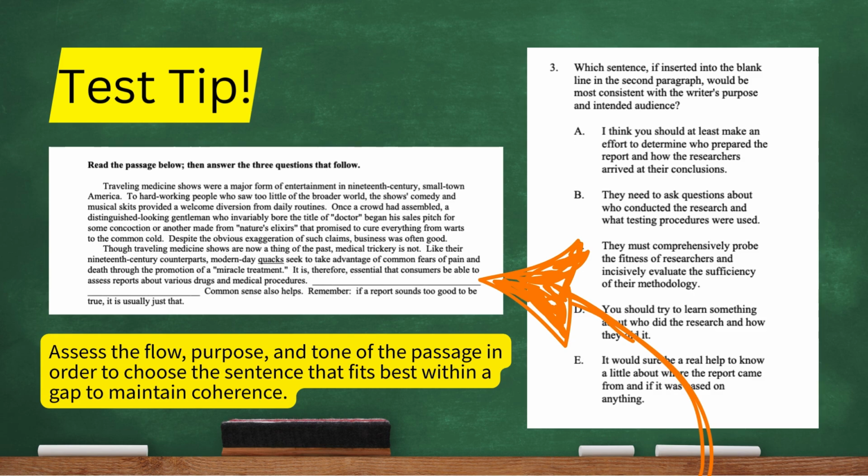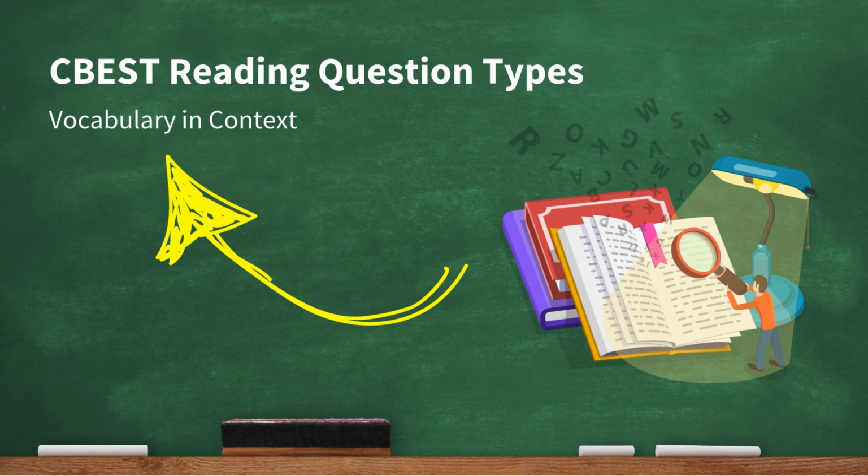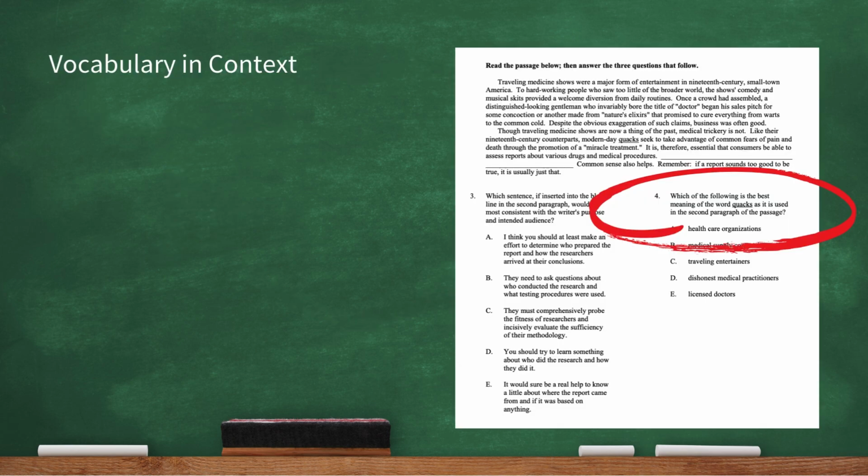All right, now we're moving on to the fourth CBEST question type, which is called vocabulary in context. An actual example can be seen by looking at the following practice test question. Let's go ahead and take a look at this.